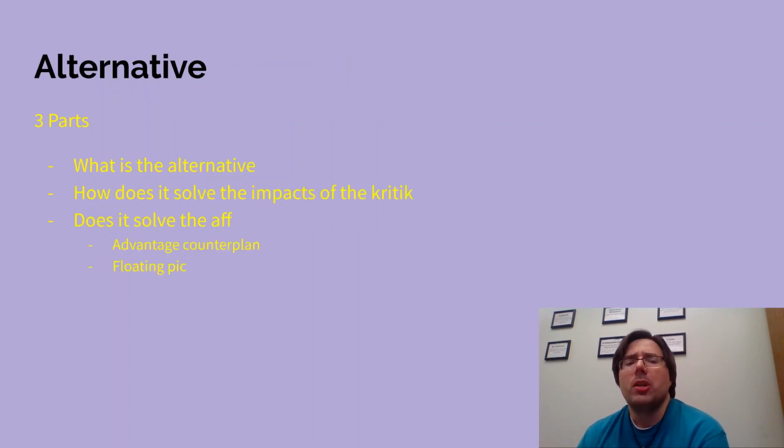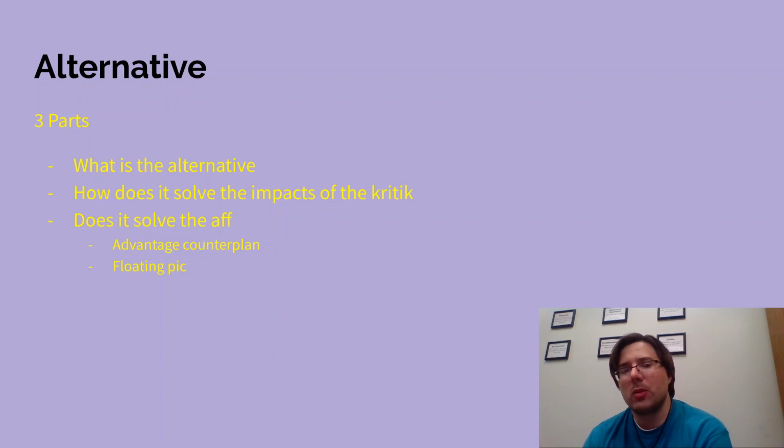Now, the alternative. There are three parts to a good alternative discussion. The first is going to be what exactly the alternative is. Usually this means you're going to repeat the alternative text, explain what that means, and define any hard terms. It's really good to contrast it with what the affirmative does, and the reason you want to contrast it is that it's going to help you insulate yourself from any sort of permutation questions that might occur from the affirmative.